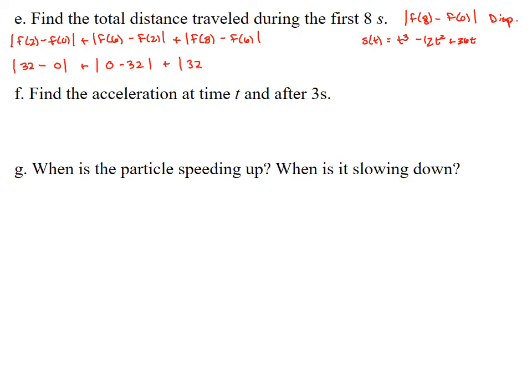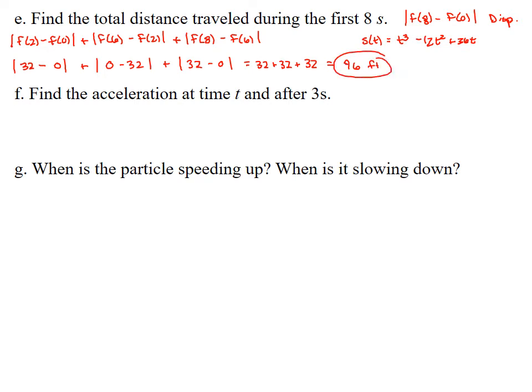I did 8 really quick while I was doing both of them. So that's 32 minus 0. If you take the absolute value of all of these, you actually get 32 plus 32 plus 32. That's a nice little coincidence there. And you get 96 feet. Very good.